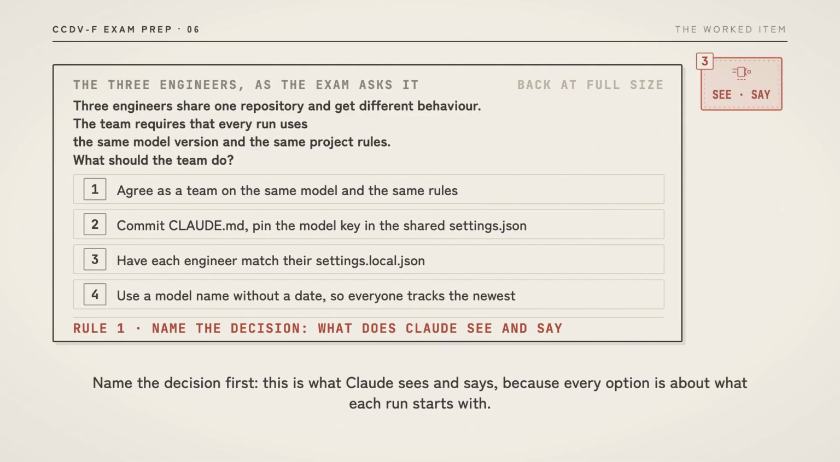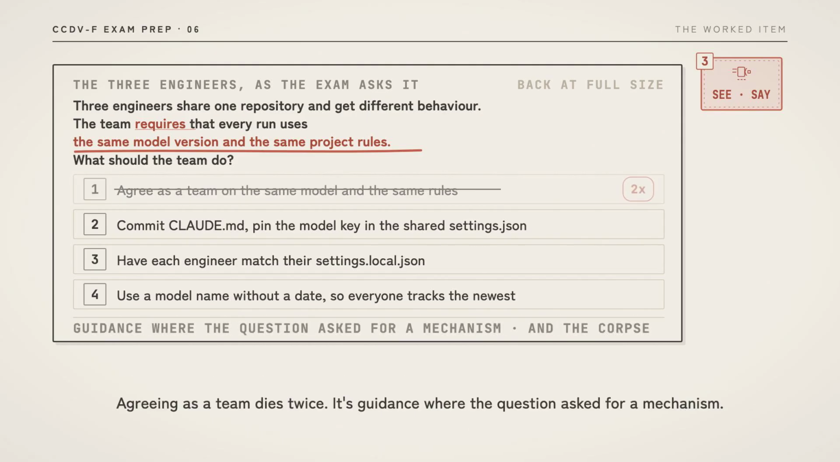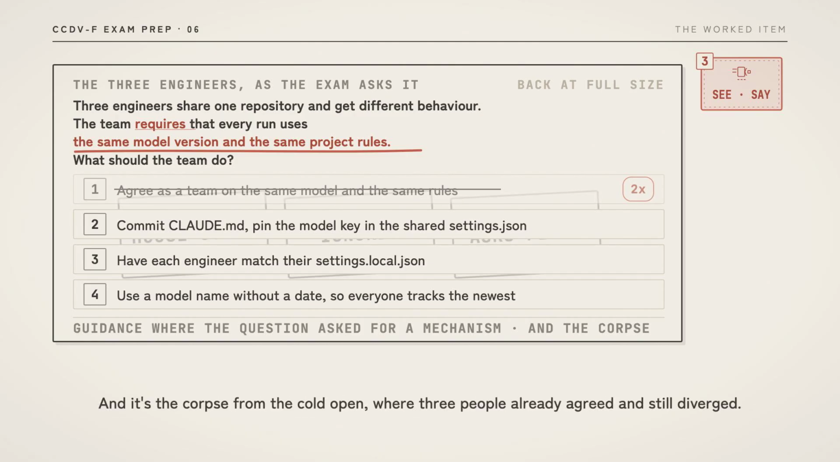Name the decision first. This is what Claude sees and says, because every option is about what each run starts with. Then the constraint, and it's a guarantee. The team requires the same version and the same rules on every run. Agreeing as a team dies twice. It's guidance where the question asked for a mechanism. And it's the corpse from the cold open where three people already agreed and still diverged.